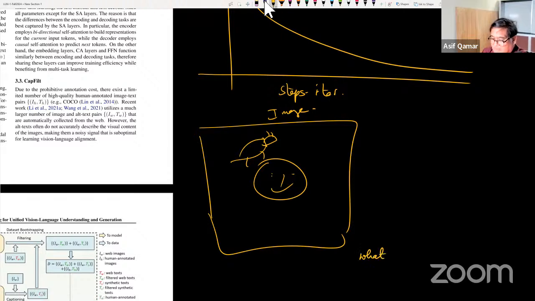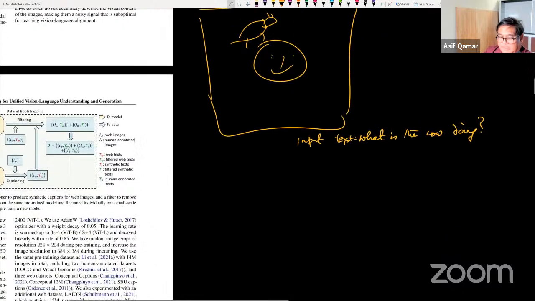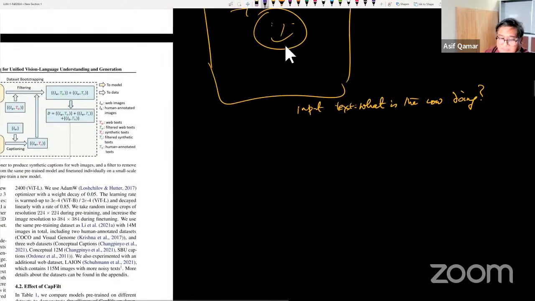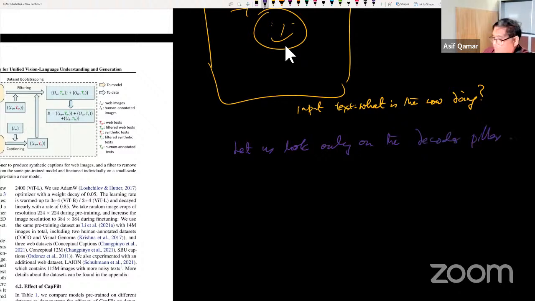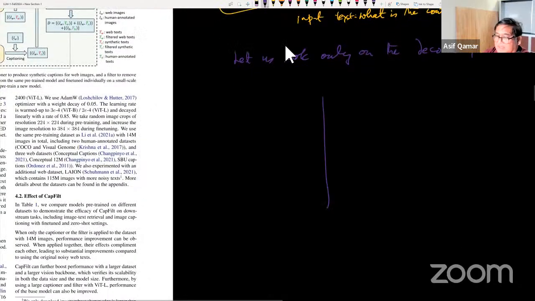You could give it text, but let's give it a text. What is the cow doing? Let's say we are doing the visual question answering. Input image, input text. Let's look at only the fourth pillar. In the fourth pillar, let us look only at the decoder pillar. So what is the decoder pillar doing? The decoder pillar, decoder.